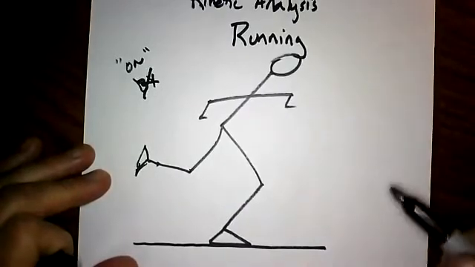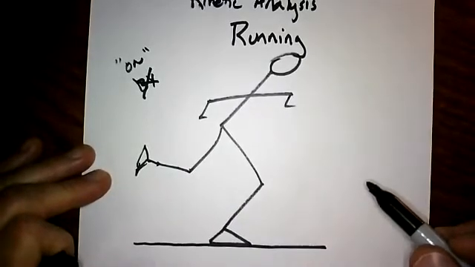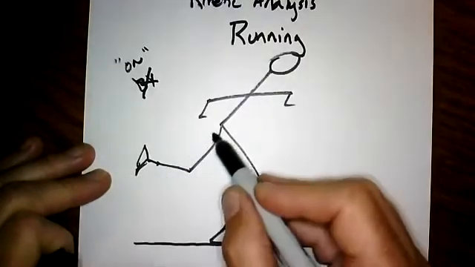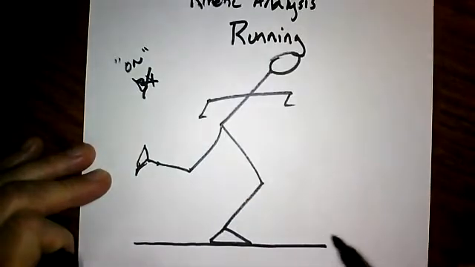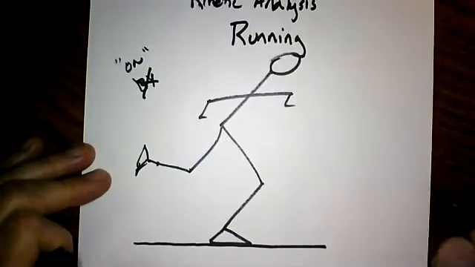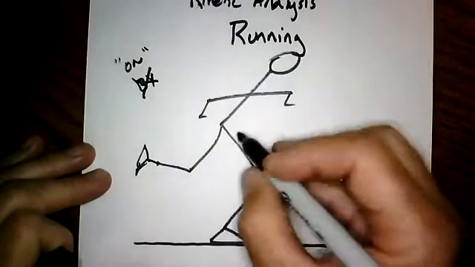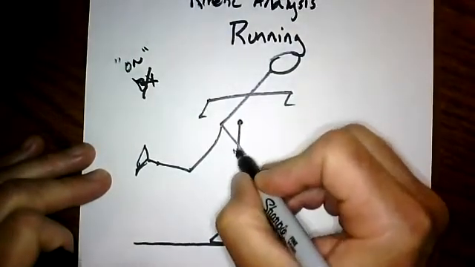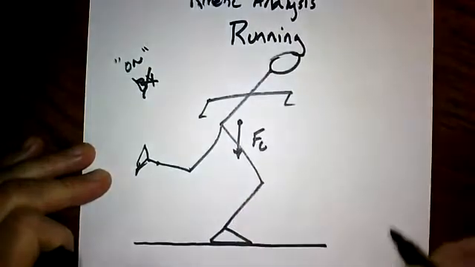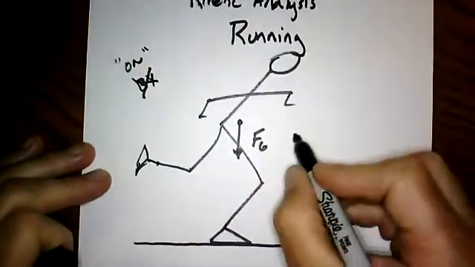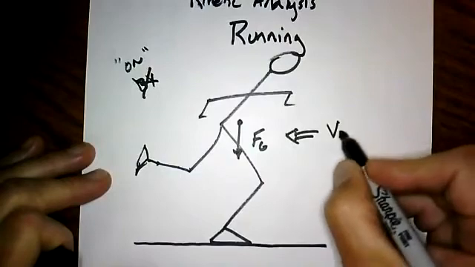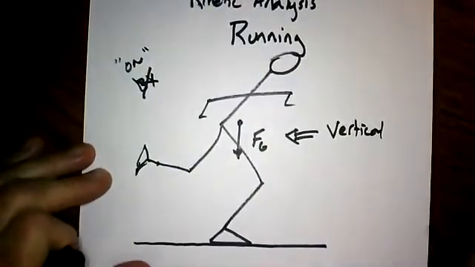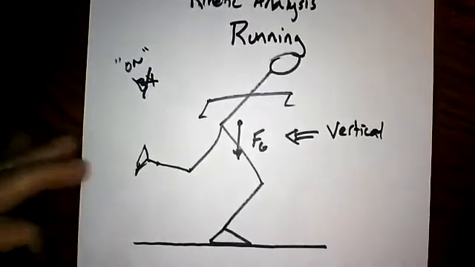All right, so this is my bad stick figure of a runner. It's in contact with the ground. This is the swing leg, this is the stance leg, and what forces are acting on the person? Well, I'm going to draw the center of mass, and the force of gravity is acting on the person. What's important about this force is it's a vertical force only, so we only concern ourselves with it if we're going to do something in the vertical direction.